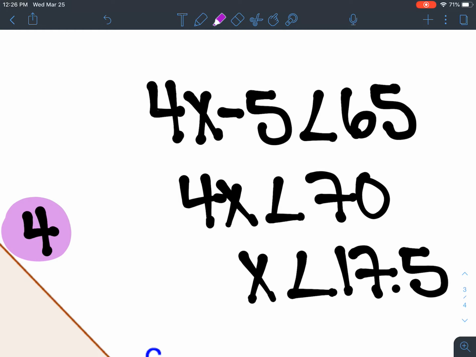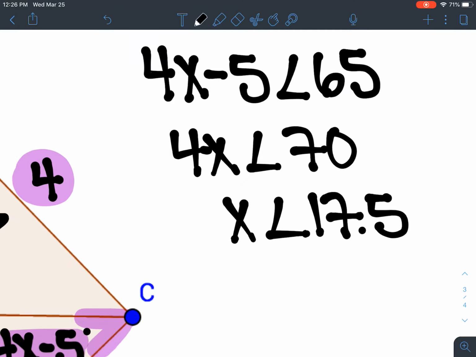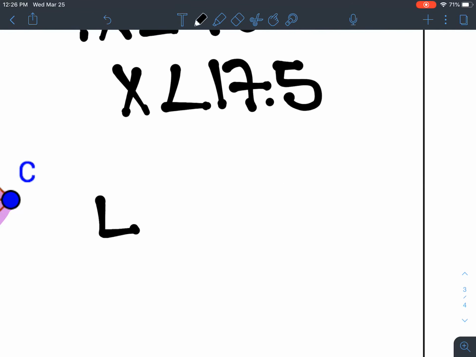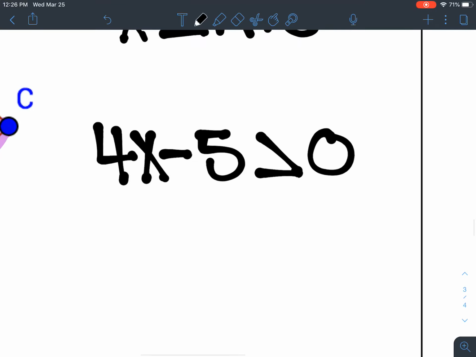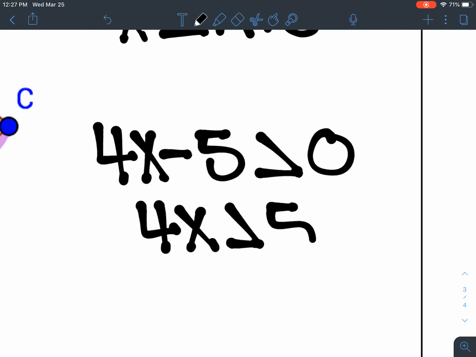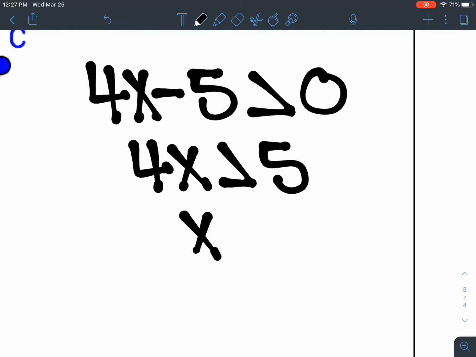So we have to put another boundary on that, and we have to say that the angle of 4x minus 5 also has to be greater than 0, because by saying that, we're saying that it cannot be a negative number. So we have to add in that extra stipulation. If that's the case, we're going to solve, and we're going to get 4x is greater than 5, which means that x is greater than 1.25.